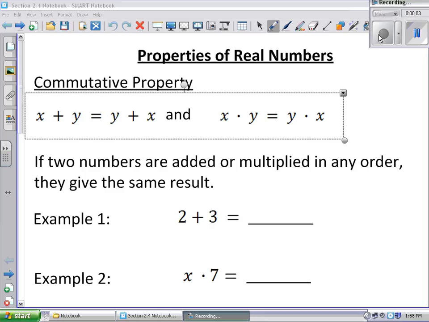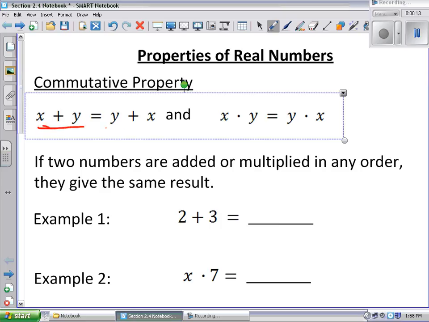Today we're going to talk about properties of real numbers, starting with the commutative property. The commutative property states that x plus y is equal to y plus x, and x times y is equal to y times x. If two numbers are added or multiplied in any order, they will give the same result.